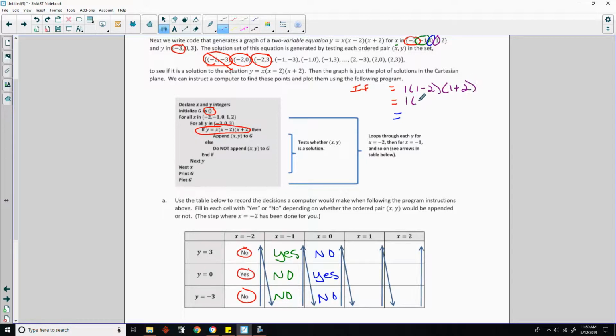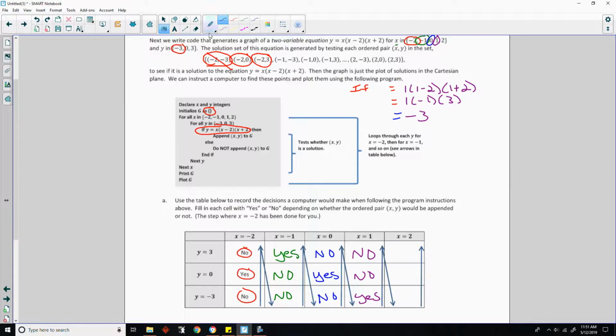Do the parentheses first. 1 minus 2 is -1. 1 plus 2 is 3. Positive times a negative is negative. Negative times a positive is negative. 1 times 3 is 3. So -3 will be my true. And -3 is obviously not 0. And -3 is obviously not +3.